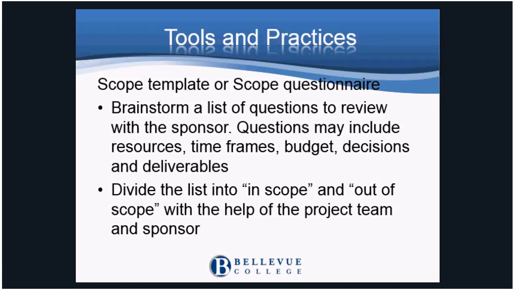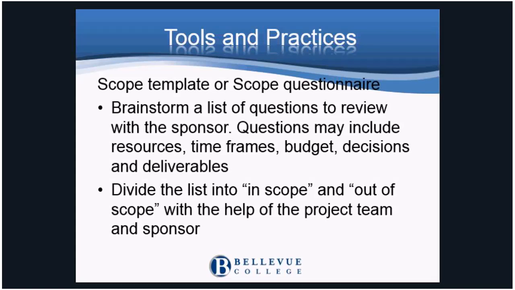A template or questionnaire is typically a list of questions to ask if in scope or out of scope. Questions may include resources, timeframes, budget, decision-making authority. A good example is what decisions can a project make without having to consult the sponsor, and what type of decisions will the sponsor retain control. The out-of-scope factors may be listed as project constraints.